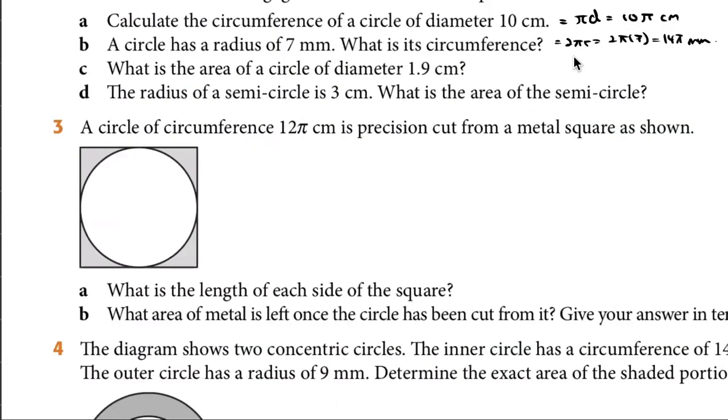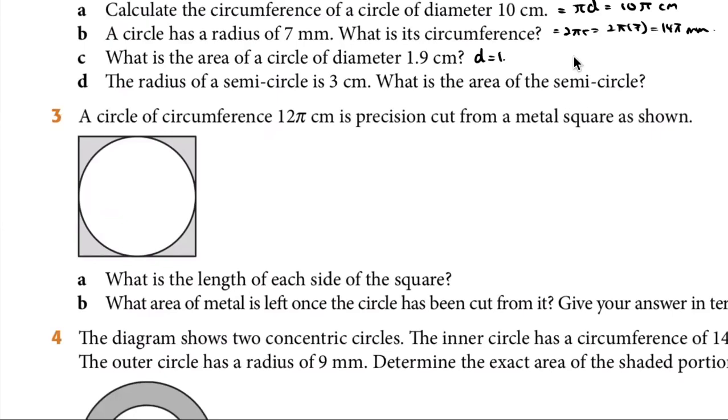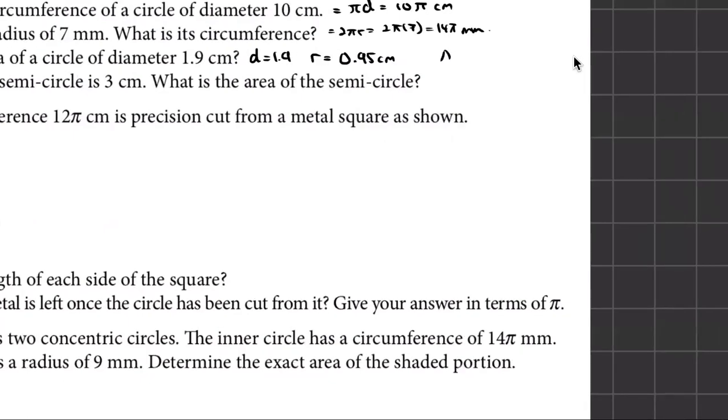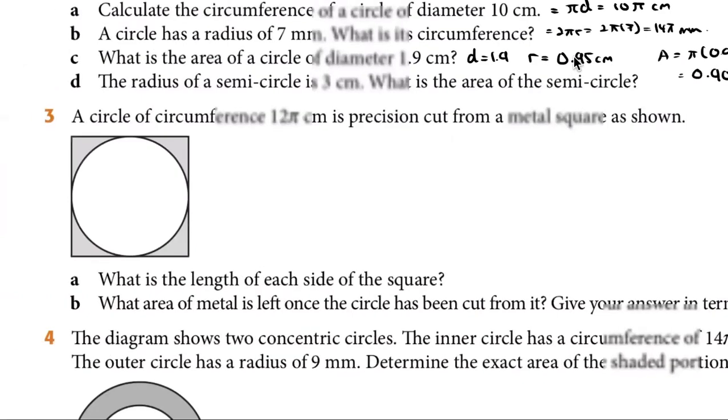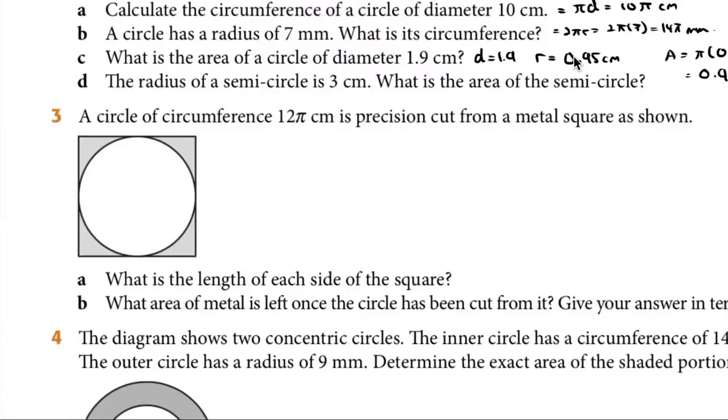What is the area of a circle with a diameter 1.9? Diameter 1.9, radius is 0.95 centimeter. Area is equal to pi r squared. 0.95 times 0.95, 0.9025 pi centimeter squared. The radius of a semicircle is 3. What is the area of the semicircle? So half pi r squared, 4.5 pi.